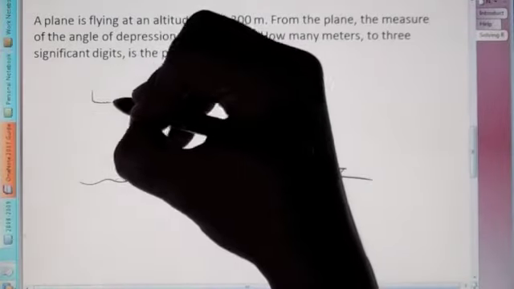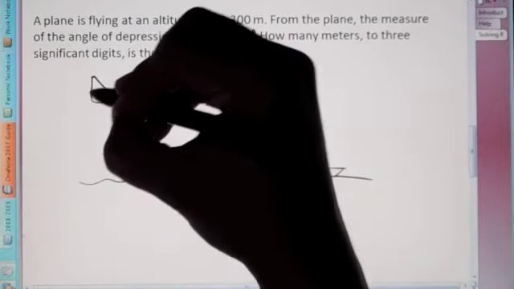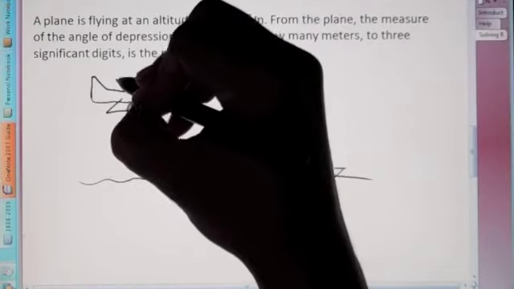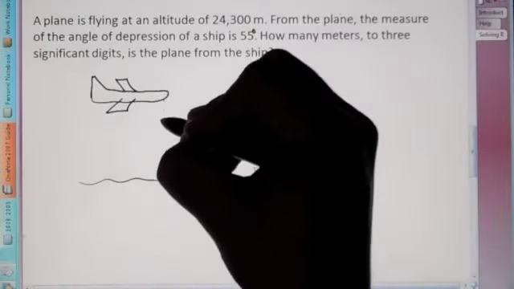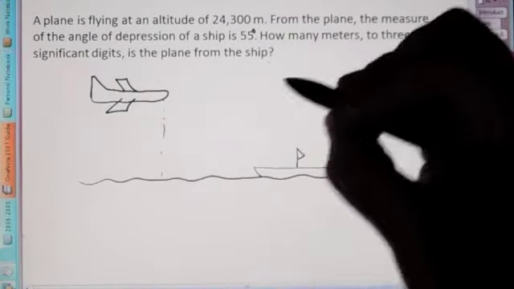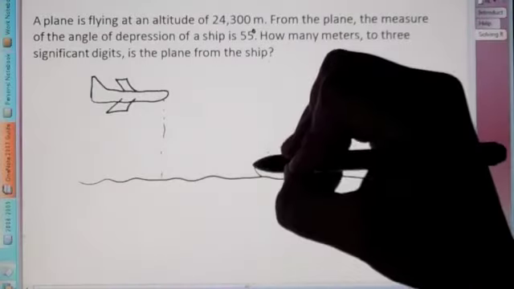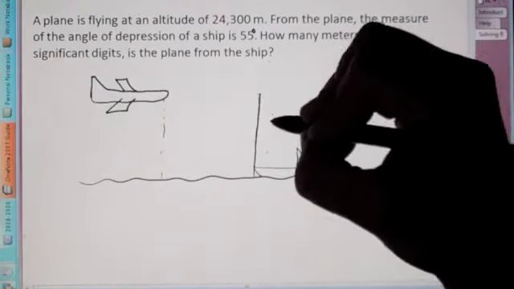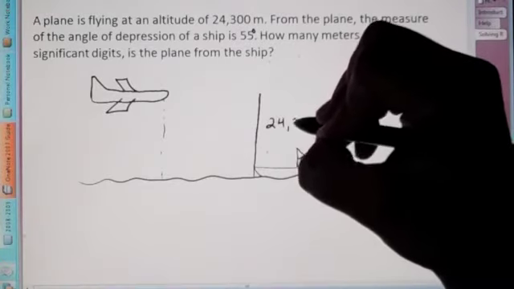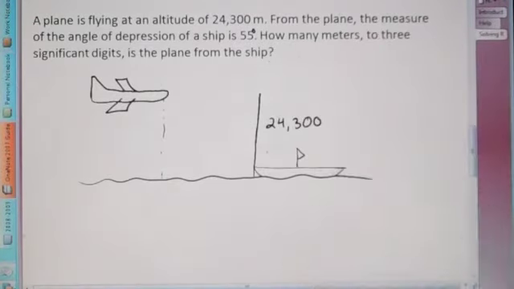And we have a plane over here. I am not an artist, so I apologize. So, the plane is flying at a certain height, 24,300. But if you think about it, that's the same as the height here. So we're going to create a triangle here. We're presuming that the plane is flying in a straight line. So 24,300 meters high. From the plane, the angle of depression of a ship is 55 degrees.